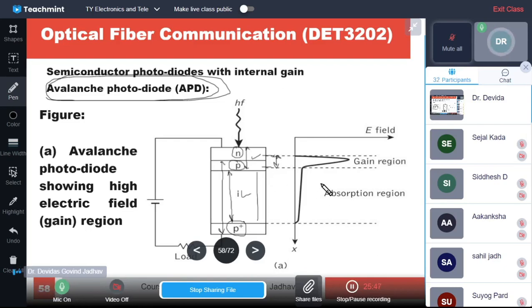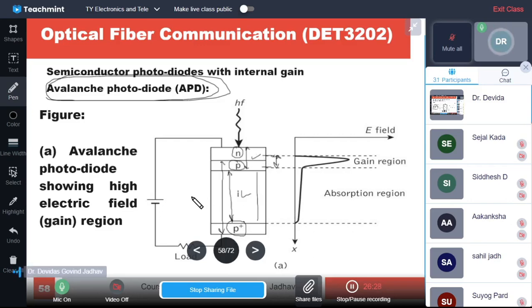This creates a very high electric field region in the depletion region, which is called here the gain region. Why is it called the gain region? It provides the gain. As the photon is absorbed in the intrinsic region, the absorption region, photon absorption creates a photo-generated electron hole pair. The electron is collected immediately by the positive terminal of the battery and the hole is collected by the negative terminal of the battery.